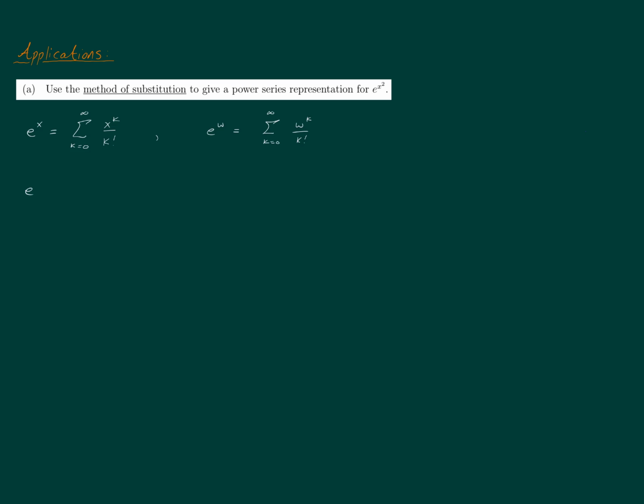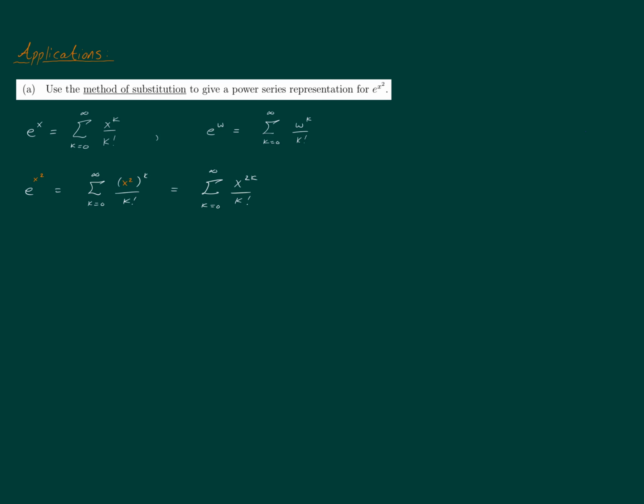So whatever you want to plug in, you just replace. So if it's e to the w, it's w to the k. If it's e to the x, it's x to the k. So here, the sum from 0 to infinity, it's going to be x squared, all to the k, over k factorial, which, just multiplying the powers, with k from 0 to infinity, is x to the 2k over k factorial.